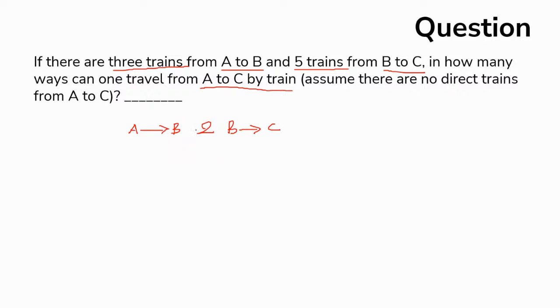In that case, the A to B possibility is three trains, and from B to C it is five trains. We multiply in between these because unconditioned is being used. So in such a case, we get 15 different ways to reach from A to C.